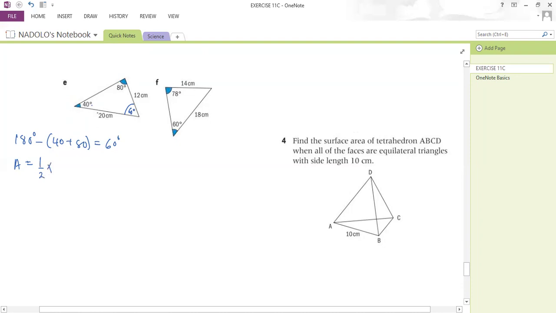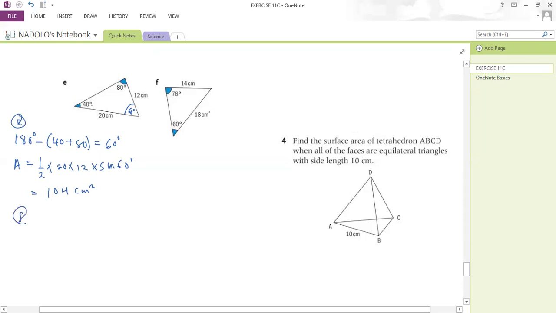So you can comfortably use the formula half times A times B, so the two sides, times the sine of the angle between them. You'll use your GDC to do half times 20 times 12 times sine of 60, and you're going to get your answer as 104 to three significant figures, square centimeters. So this is part E. Part F.